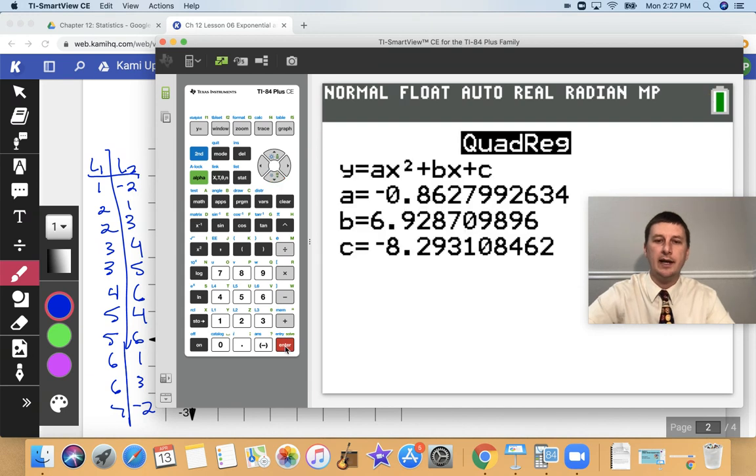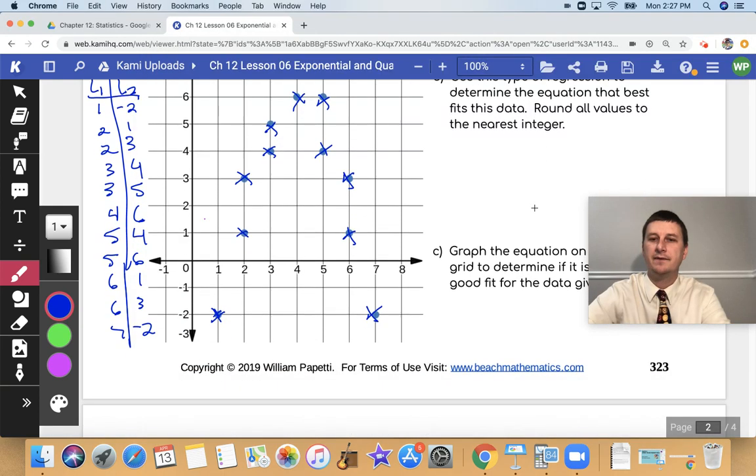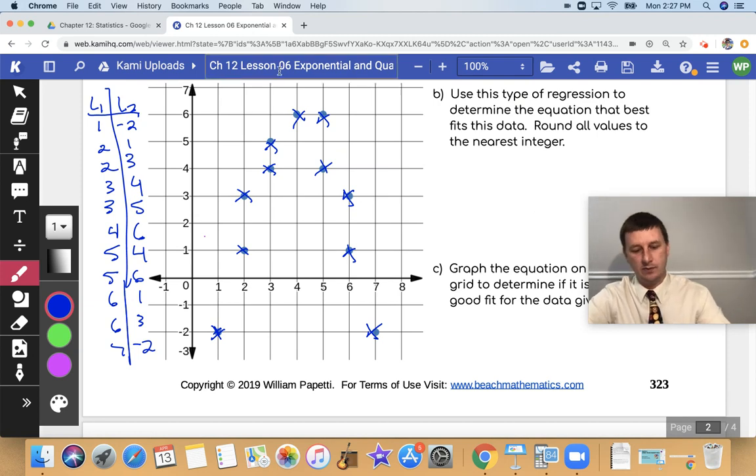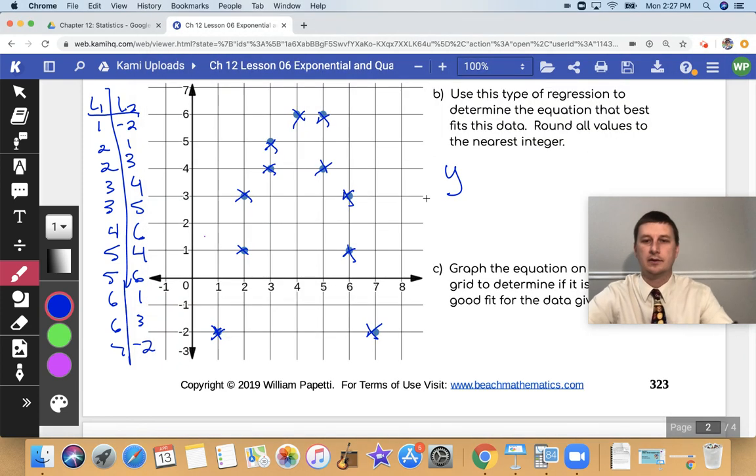And when we click on Calculate, we have our A, our B, and our C values of our quadratic regression. And we want to determine the equation that best fits this data. So we're going to replace those values, and we're going to round each one to the nearest integer. So we're going to have negative 1. So we're going to have y equals negative 1x squared.